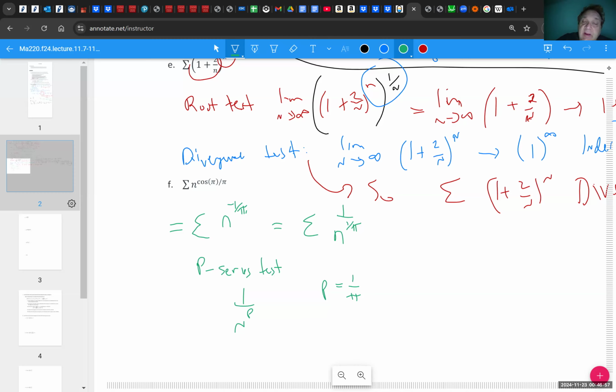So this p-value right here, if it's 1 or less, it diverges. 1 over pi is like 1 over 3 or something. This is less than 1, right? And so by the p-series test, if the p-value is less than or equal to 1, 1 also diverges, and anything less than 1 also diverges. We know that the original series, n to the cosine pi over pi, will diverge by the p-series test.